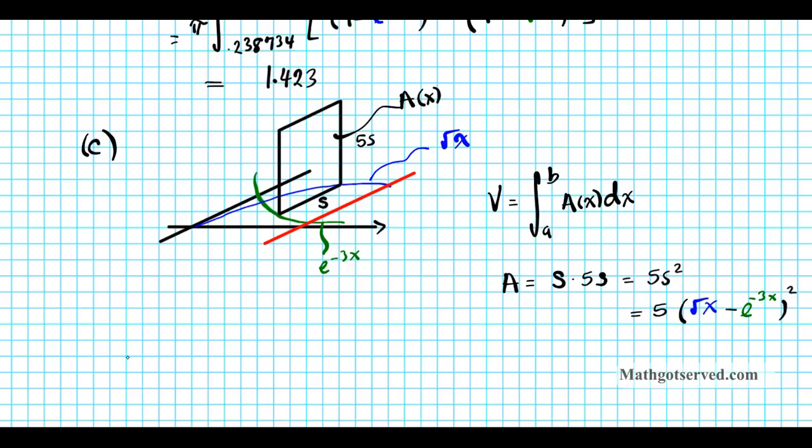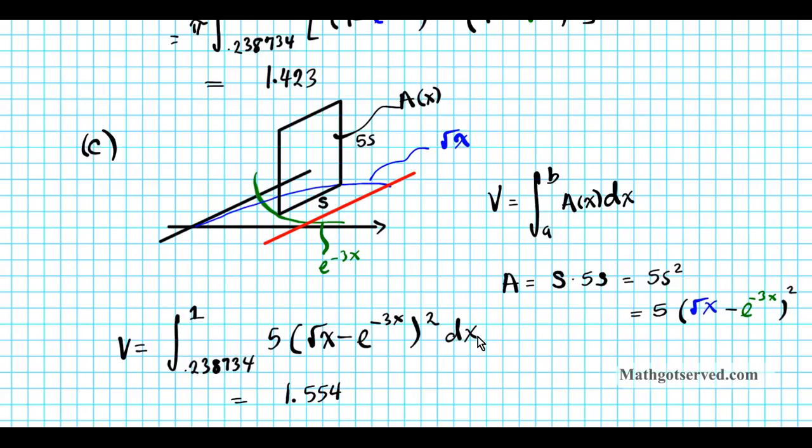So the volume is going to be the integral from the intersection point, which is 0.238734, all the way to 1 of 5 times the square root of x minus e to the negative 3x, quantity squared, dx. So you plug that in your calculator, and your answer is going to be, let's see what the answer is. It's 1.554. So your answer is 1.554. That's your volume.